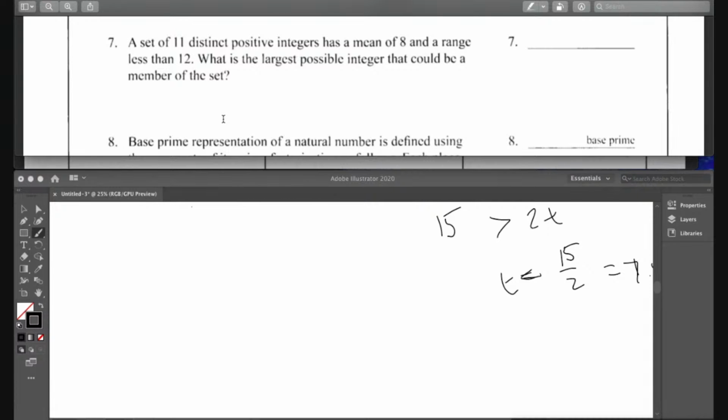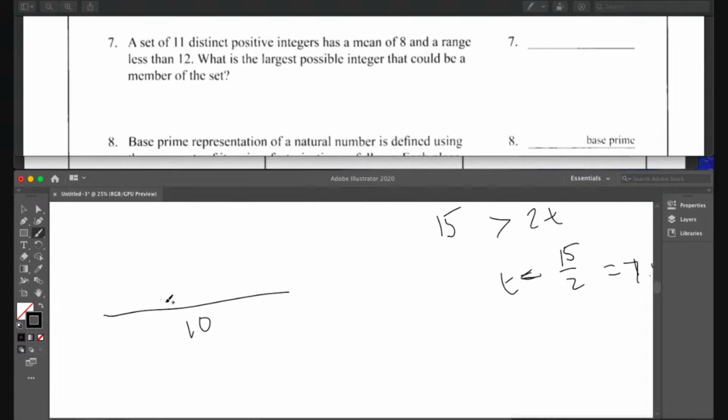This is going to be limited by what we set our smallest number to be, because whatever our smallest number is sets an upper limit on what our largest member of the set can be, right? So first imagine the set listed in order. We're going to have 10 numbers here, and then our largest number here. And we want to make the largest number as large as possible.